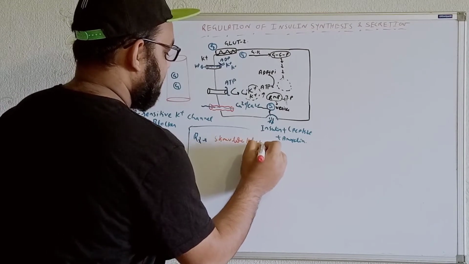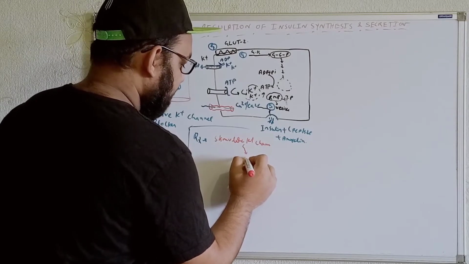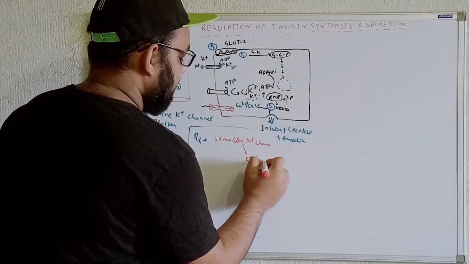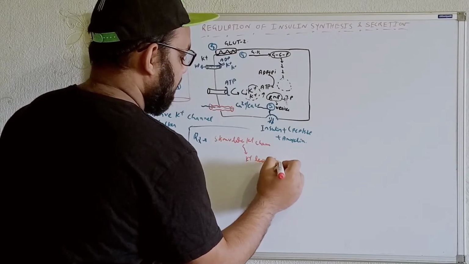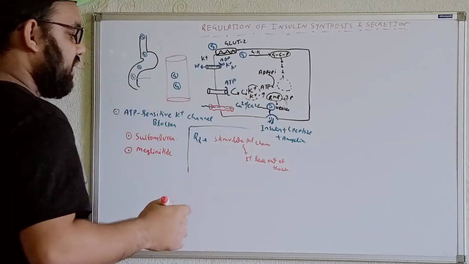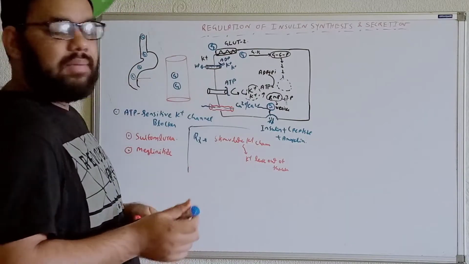Whenever the potassium channel is stimulated, we will see potassium leak out of the cell, right? Leak out of the cell. So whenever potassium is coming out of the cell, as a result, we will see hyperpolarization within the cell.